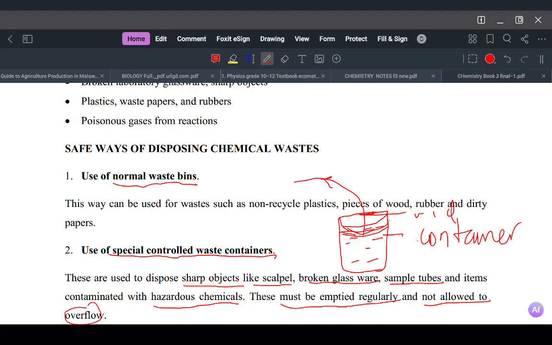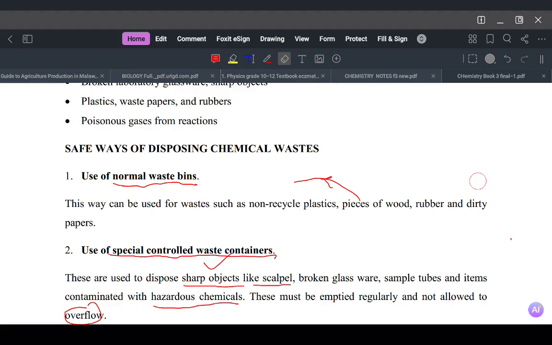They can ask in an exam, name any 2 examples of waste that are disposed using special controlled waste containers. So you can mention any of these: sharp objects such as scalpels, broken glassware, sample tubes, and items that are contaminated with hazardous chemicals. We are still looking at more ways to dispose of waste in a safe manner.